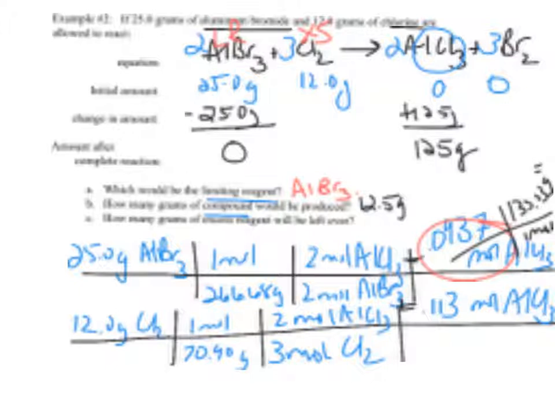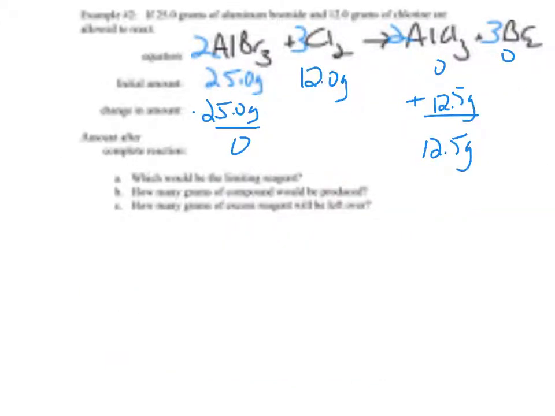So this time they're asking us to calculate the excess reagent. To calculate the amount of excess reagent, I'm going to start with the moles of aluminum chloride calculated. So I could start with this 12.5, but it just would require me to do another step. So I'm going to go back to my 0.0937.